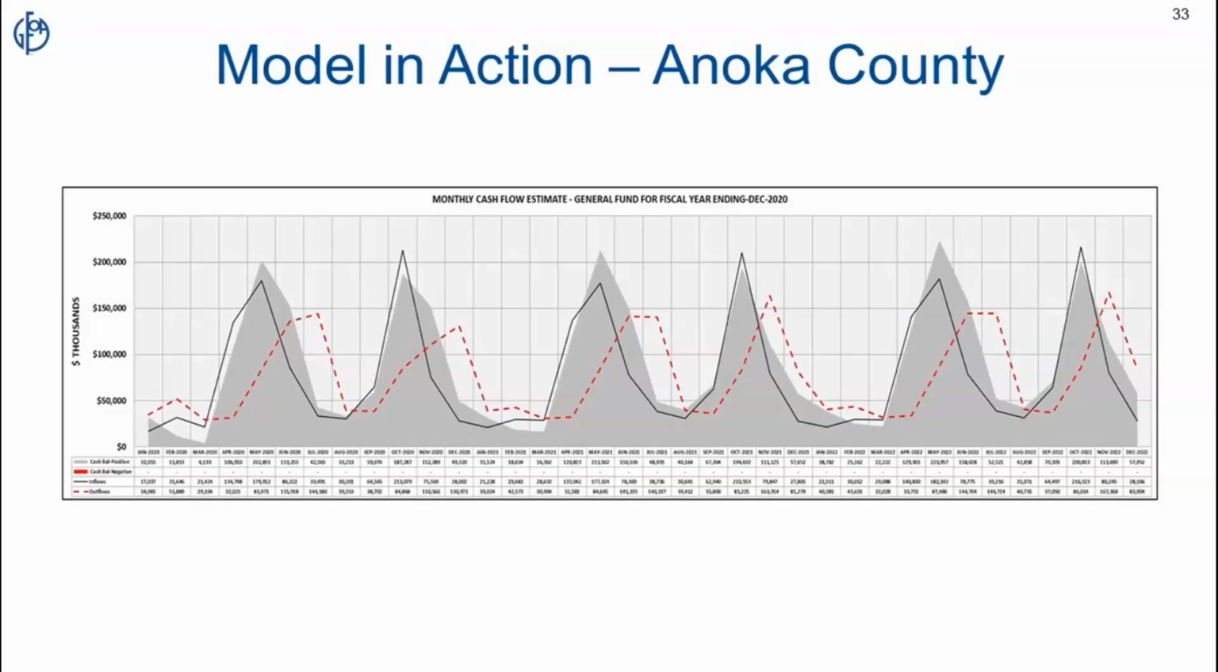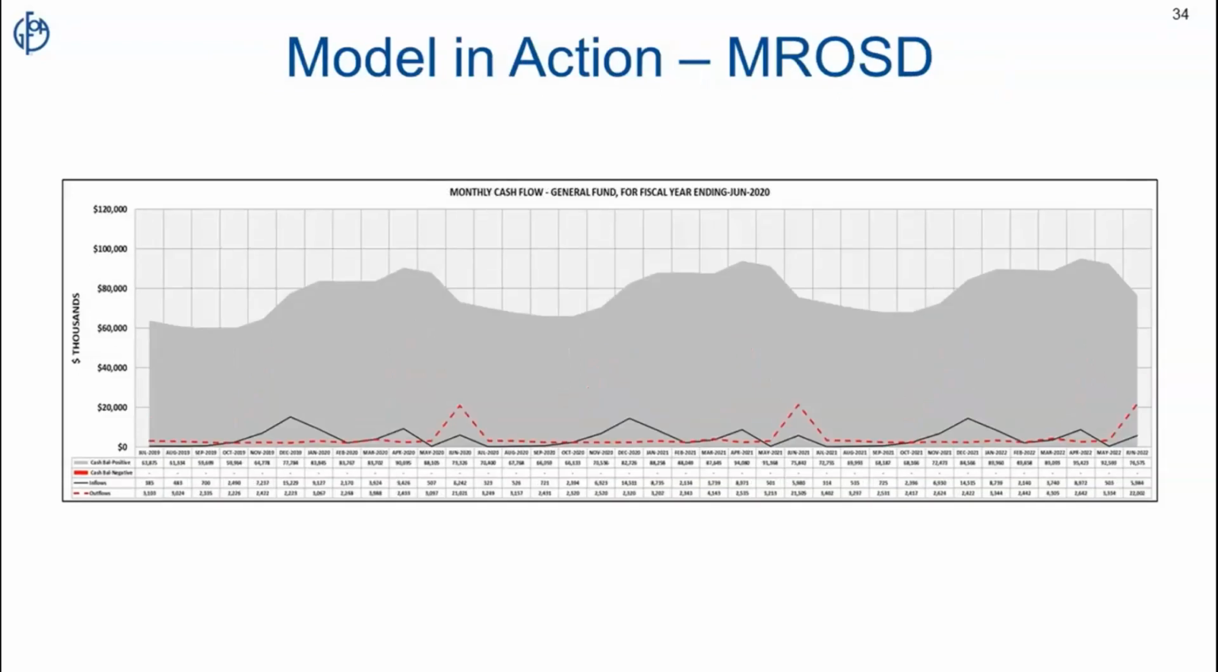Another example, we talked about the open space district here. One of the speakers talked about that. This is an example where the balance is a healthy balance projected over the years, and it has a different nature to the seasonality of its inflows and its outflows.